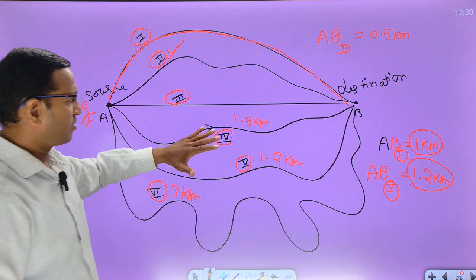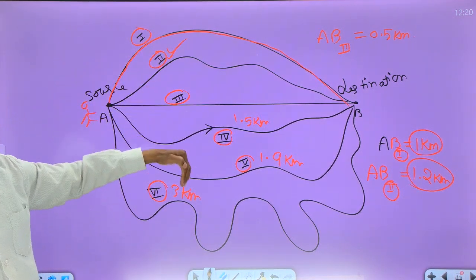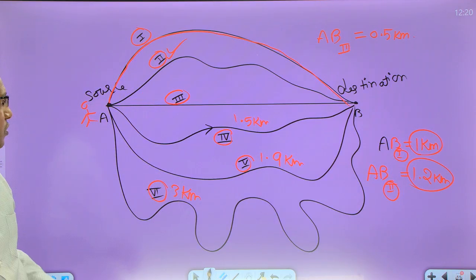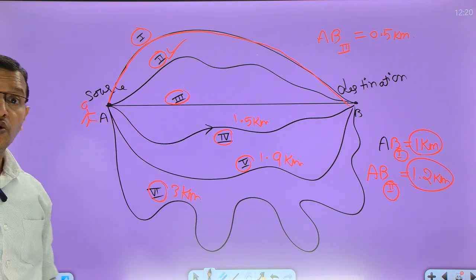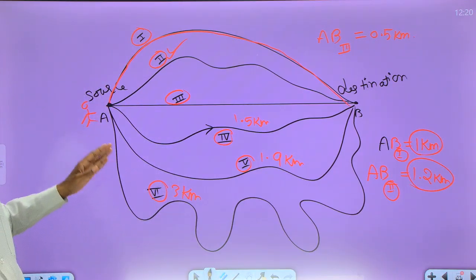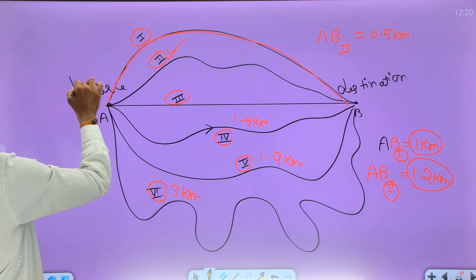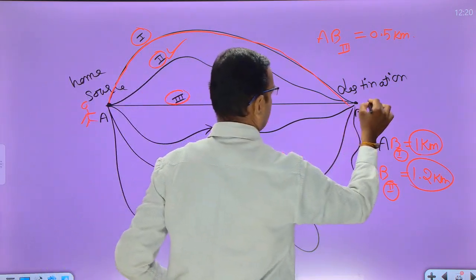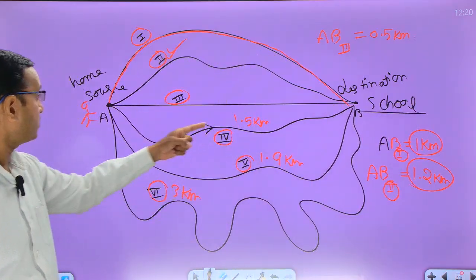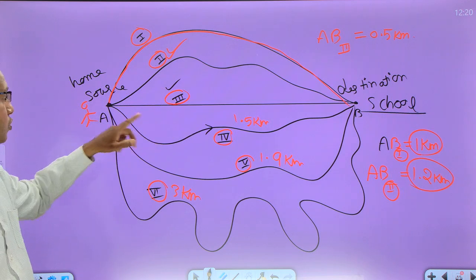Now, coming back to our discussion. From A to B, the object is moving and covering different paths. Out of all these paths, which is the shortest path, or the best path, by which I can go from my home to school? The source is home and the destination is school. The shortest path is path 3. This is the best path, and I'll take less time to go.